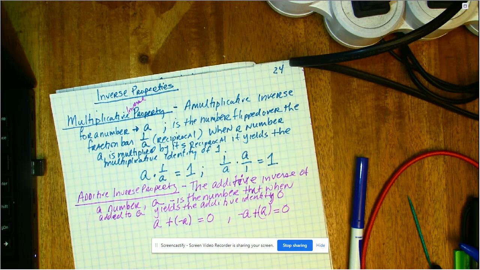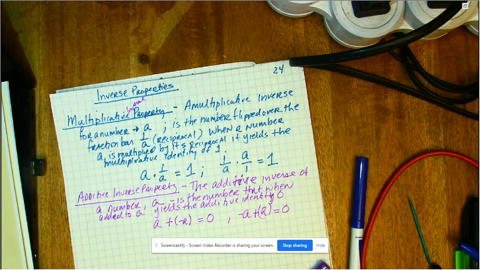And of course, the reason why we call this the multiplicative identity and the additive identity is because if you add 0 to anything, it's not going to change anything. Just like if we multiply something by 1, it doesn't change anything. Okay, those are the two inverse properties.